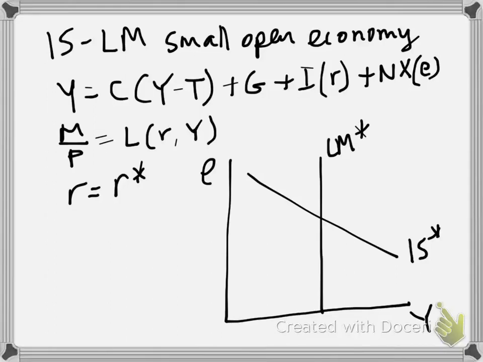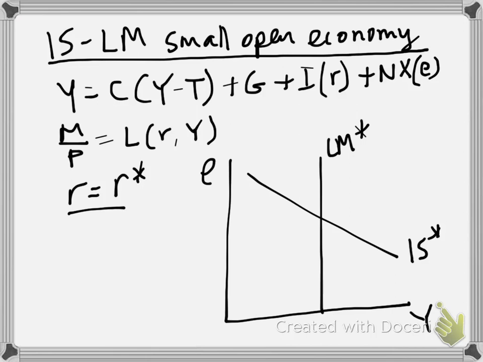Let's review the ISLM small open economy model. In this model, we add a foreign sector, with net exports depending on the exchange rate, to our standard Keynesian ISLM model. And since we assume this is a small open economy, we have an equilibrium condition that the domestic interest rate has to be equal to the world foreign interest rate.